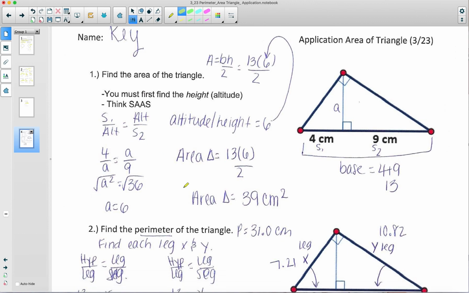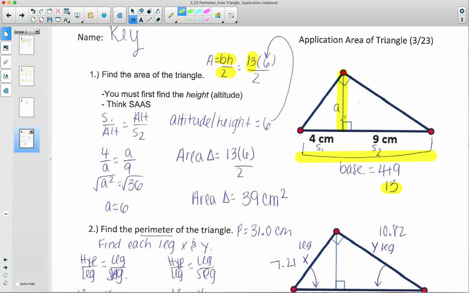I'm just going to explain the work and kind of assess. So to find the area of this triangle, again, start with my formula. Area equals base times height divided by 2. So the good thing was, hey, look, I've got the base. The base is 4 plus 9, which is 13. Excellent. Now, I filled in my base, and what was missing was the altitude.